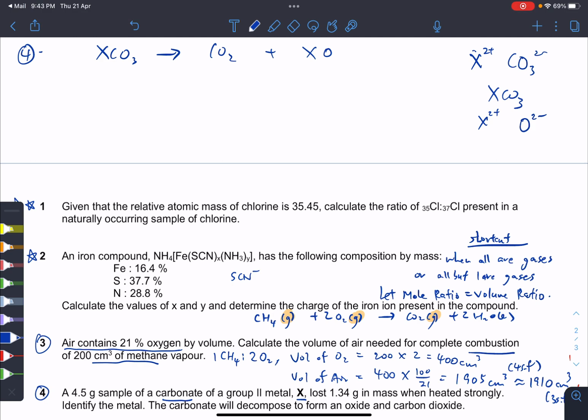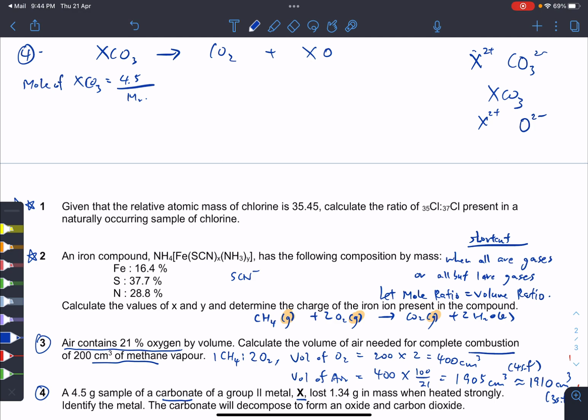Second step, let's change to mole. Let's take a look. So we have 4.5 gram. Think about it, can you find the mole using this 4.5 gram? Let me write down for you. The mole of XCO3 equals 4.5 divided by the Mr, isn't it? But you don't know what X is. How do you find out the Mr? So stuck. That means you can't touch this number. Sure, let's try another number. It says that it lost 1.34 grams in mass.